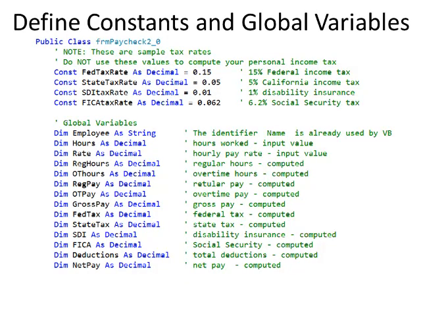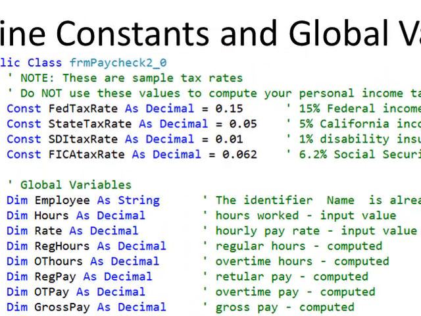Double-click a blank area on the main form. Then, right where it says Public Class, let's start here. I'm defining constants for federal tax rate, state tax rate, SDI tax rate, and FICA tax rate.